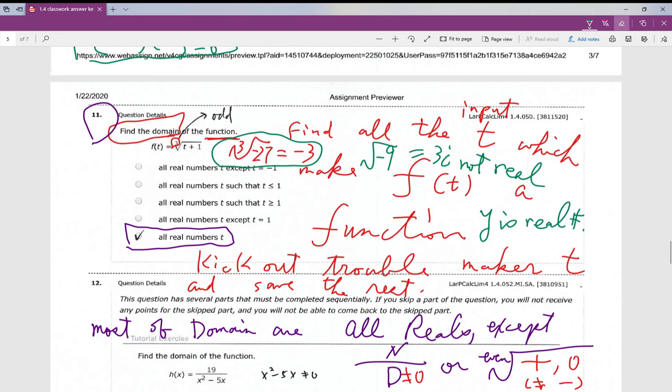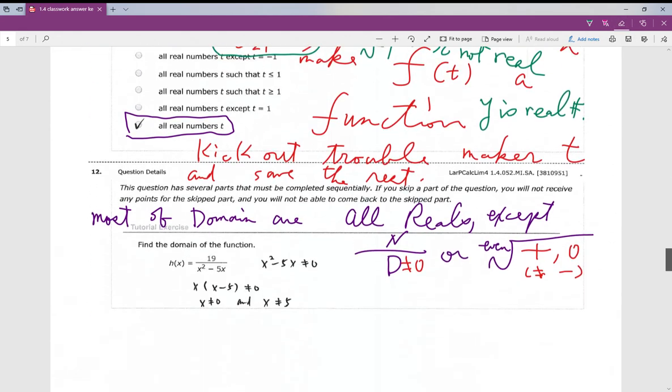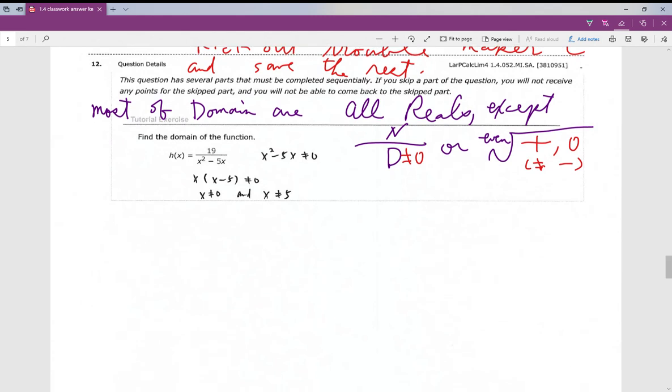And when we talk about number 12, because this is a denominator here. When you see denominator, you want to make sure the denominator cannot be zero. So you kick out this troublemaker. How do you solve for denominator equals zero? You need to factor. Who are the common factors? And you have two factors. Either this one equals zero or this one equals zero, or we say not equal to zero. When we make it equal to zero, we say or, but right now it's not, so we say and. x cannot be zero. x cannot be 5.